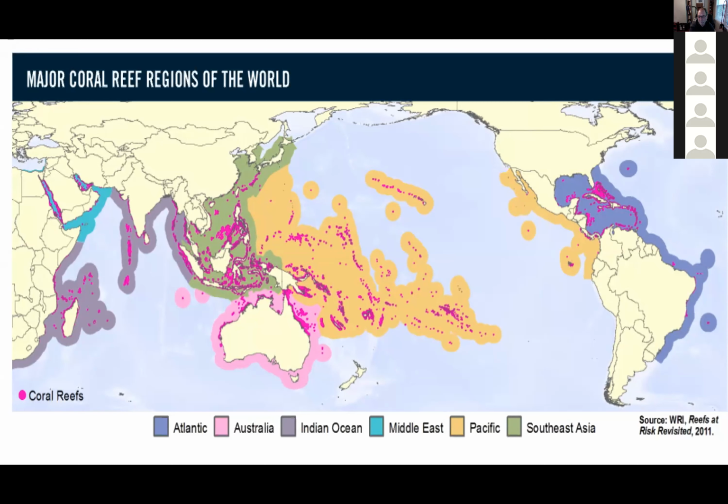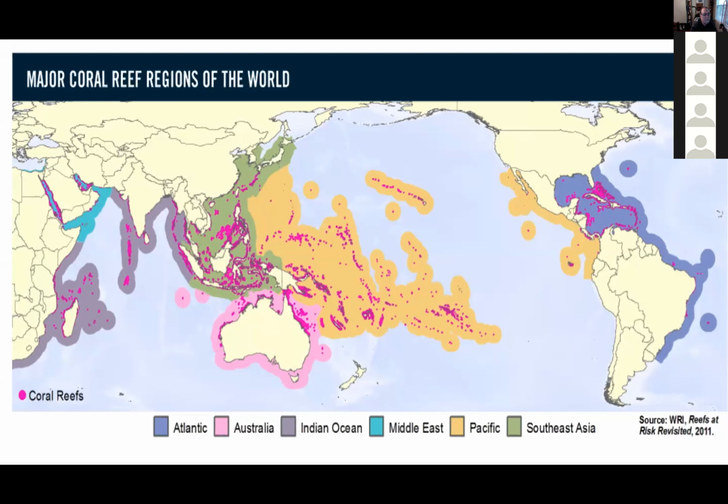So to get an overview, here's a map of all the major coral reef regions in the world. Starting in the far right, our neck of the woods, you see highlighted in blue the coral regions of the Atlantic Ocean. We also see reef regions of the Indian Ocean, Middle East, Southeast Asia, and regions in the Pacific. And below the Pacific, highlighted in pink, are reefs surrounding Australia.